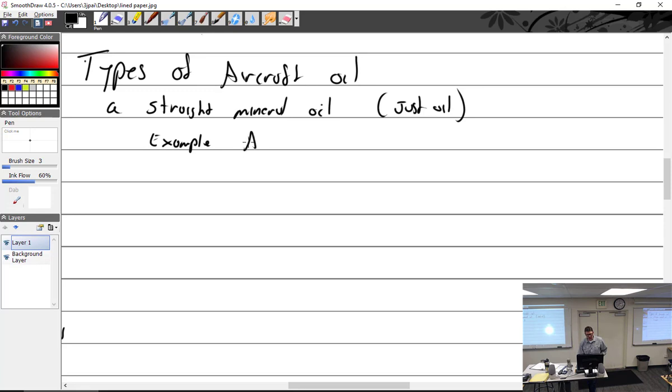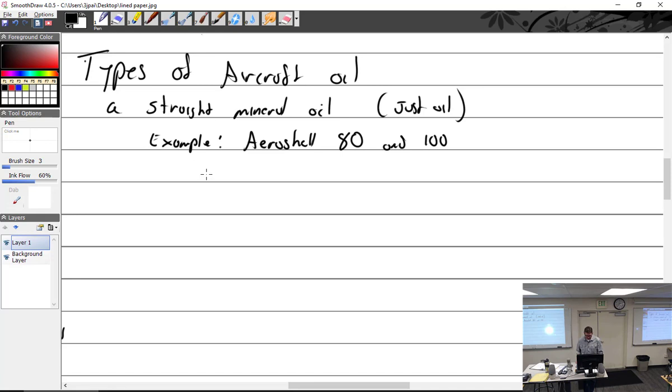Example is like Aeroshell. Aeroshell is probably the most popular brand oil by far. I don't make any money off them, they're just the most popular. Aeroshell 80 and 100. Just examples, right? They probably make more, but around here, that's all you're going to find.